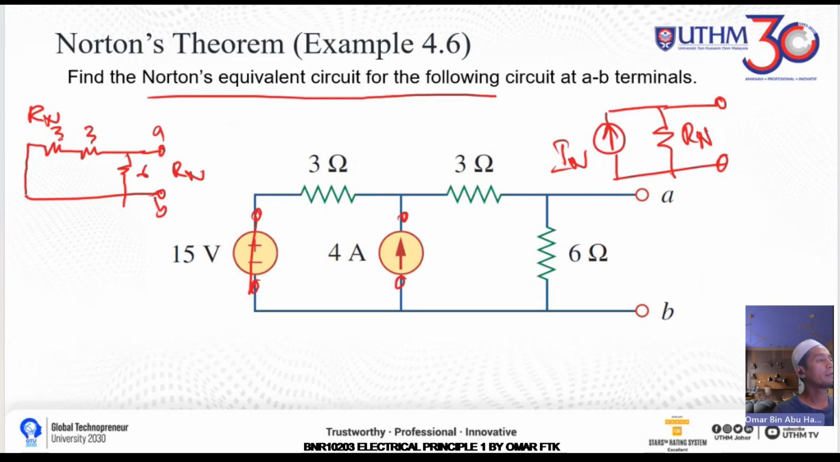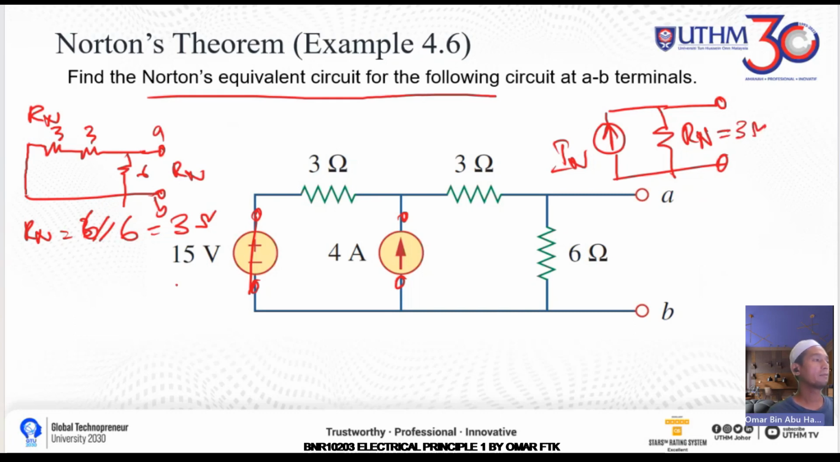If you simplify this, you will get Rn equals 6 parallel with 6. Okay, so 6 parallel with 6, how much? 6 parallel with 6 is 3 ohm. So for the Rn is 3 ohm.